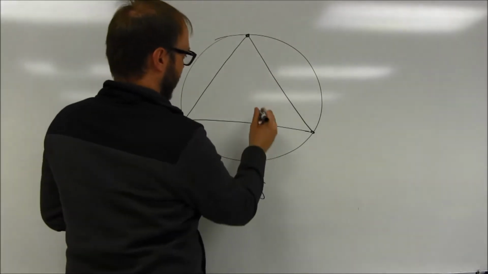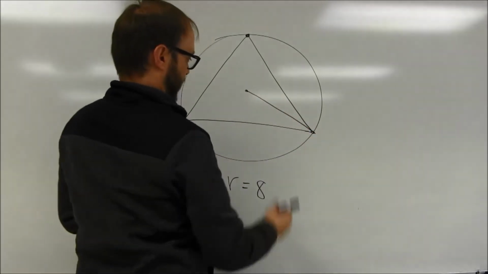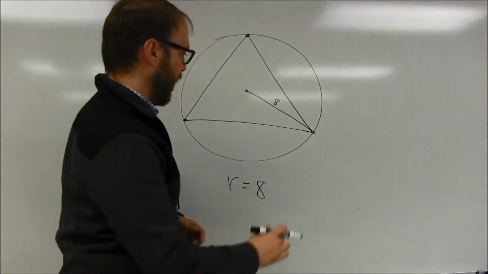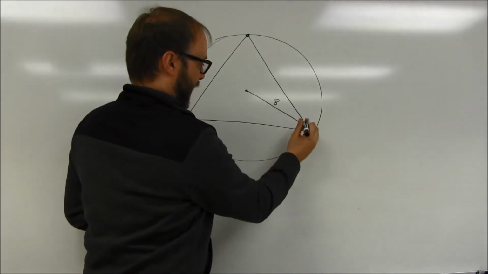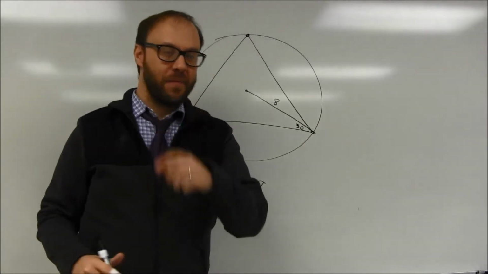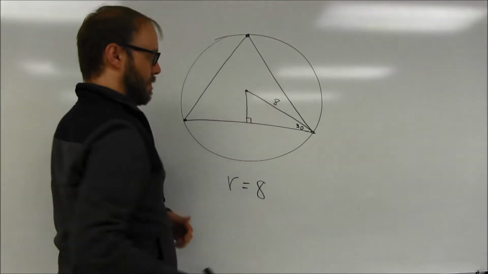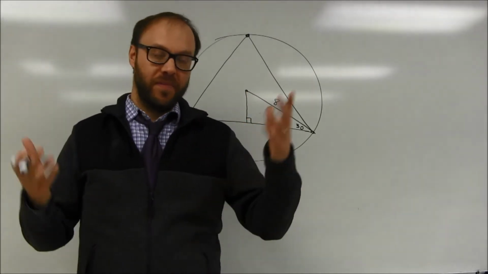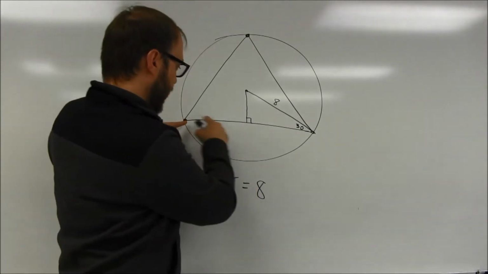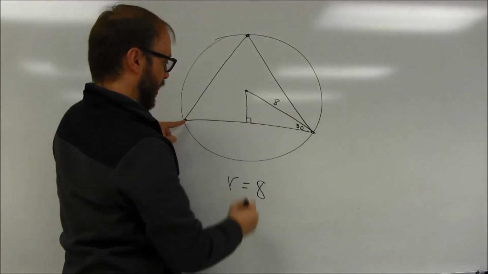I'm going to set it up so that the radius of the circle goes to one of the vertices. That length right there is 8. If this is an equilateral triangle, then that's a 60-degree angle, and it just got bisected, and that's going to give me a 30 right there. The other thing I'm going to do is drop a perpendicular to one of the sides. You might remember from geometry, or if you haven't seen this before, if you drop a perpendicular to a chord of a circle from the center of the circle, it's going to bisect that chord.